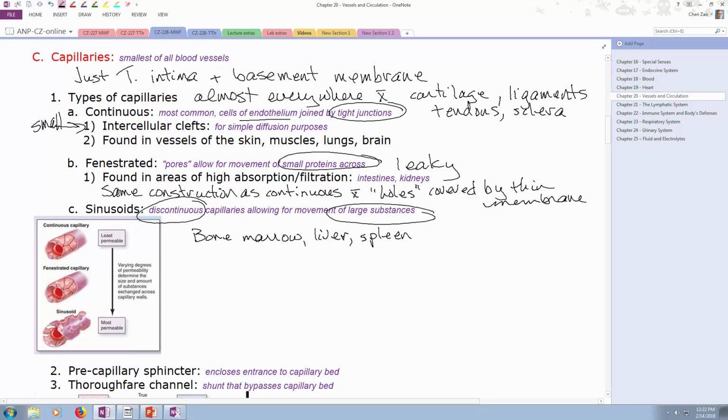Remember, bone marrow, what we like about that is it makes the cellular elements of our blood. So in order to get those elements into the bloodstream, we have these nice sinusoidal capillaries that will allow cellular elements to pass through. And that's why we have large substances, formed elements, that can pass through. Or you can say leak, but we want to have them pass through and be put into or removed from the bloodstream.